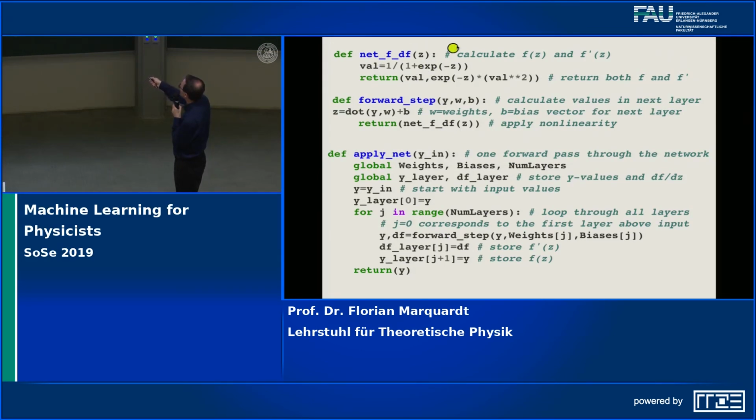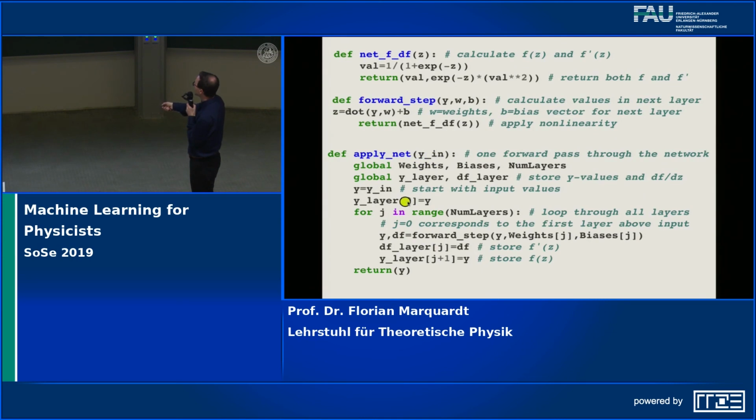This is what I need to calculate both the nonlinear function and its derivative. So I give back both of these values simultaneously. That makes it more efficient later. This is one forward step through the network. Given the old values y in the previous layer and w and b, I calculate first my linear step and then I apply my nonlinear function. And now here is my function that actually runs the full network. So I will put into the function the values of the input neurons as a vector, or more precisely as a matrix, because I carry along the batch.